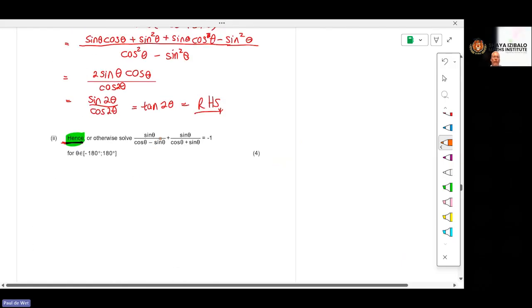Here, sorry, we're solving this question. We know that all of this is equal to tan of 2 theta, so tan of 2 theta equals minus 1.